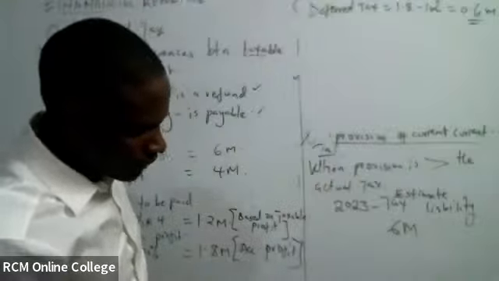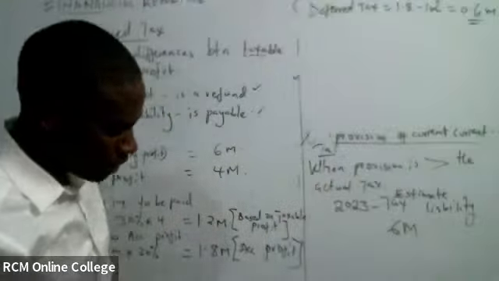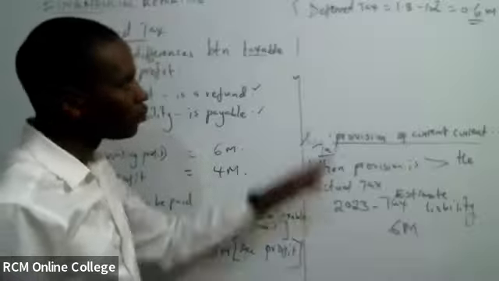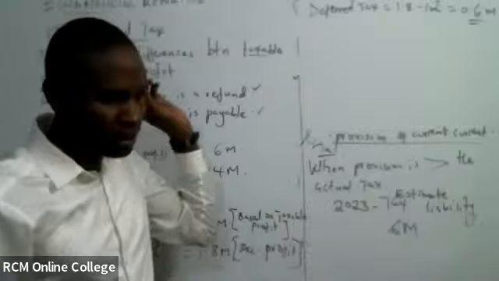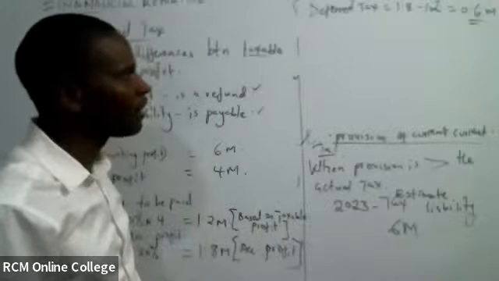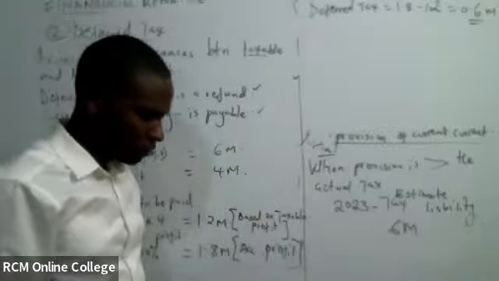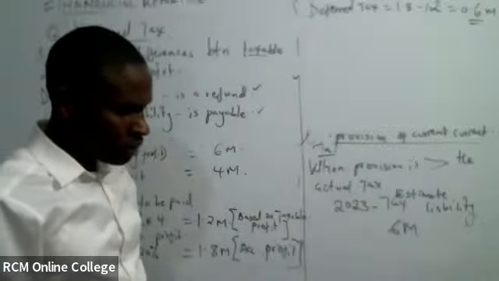So this 0.6 was supposed to be paid, but has been postponed to be paid in the future. It will be paid in the future. So that is very good.